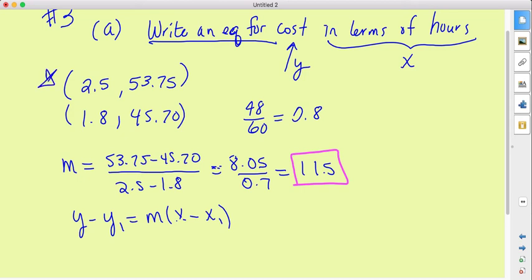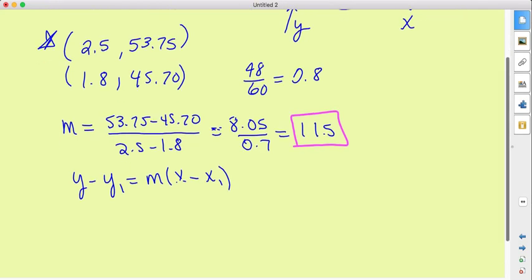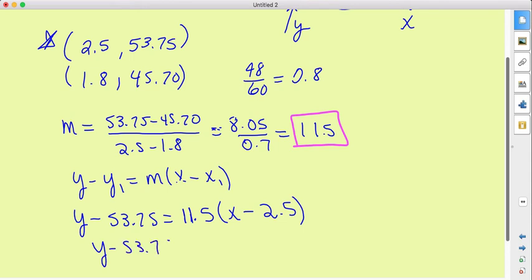The first one, the 2.5 and the 5375. Okay, so in that case, if that's the point I'm using, I'm going y minus the y coordinate in that point, which is 5375, and the slope is 11.5, times x minus our x coordinate, which was 2.5. Okay, I'm going to need somebody with a calculator in hand to help me here. I can handle 11.5 times x, but 11.5 times 2.5. 28.75, thank you.